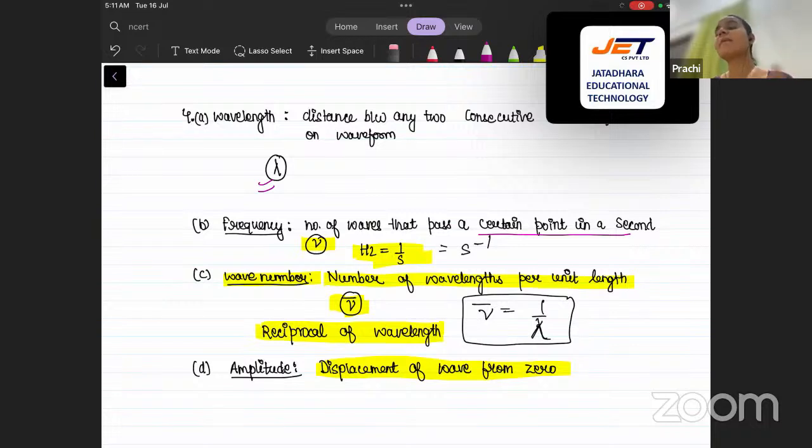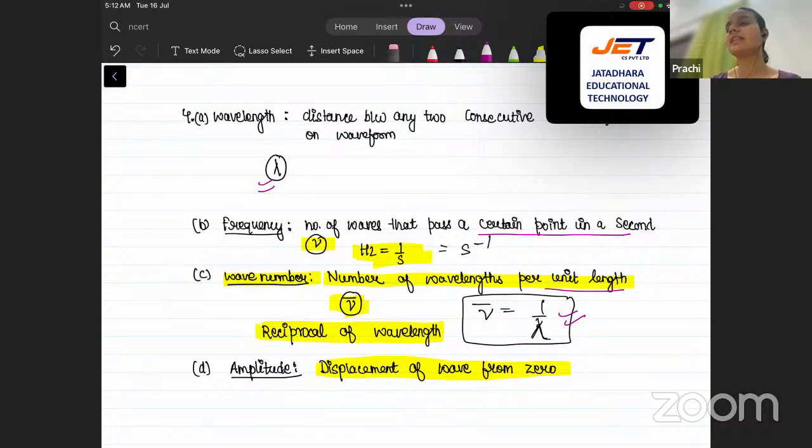It is the number of waves per unit length. So simply it's the reciprocal of the wavelength. And the amplitude is the displacement of the wave from zero, or whatever axis we are taking. Its displacement from that axis is the amplitude.